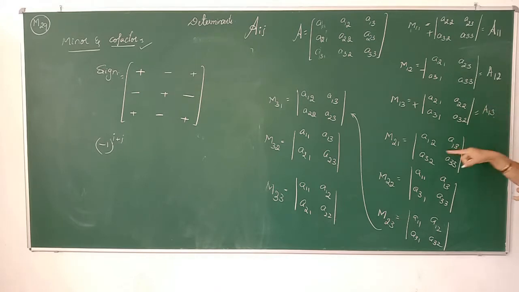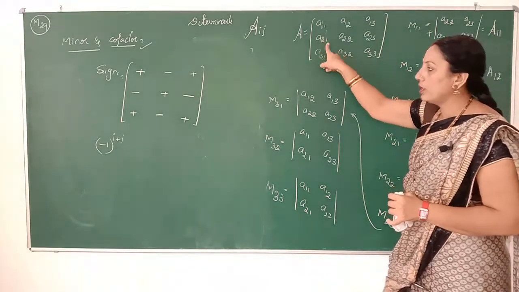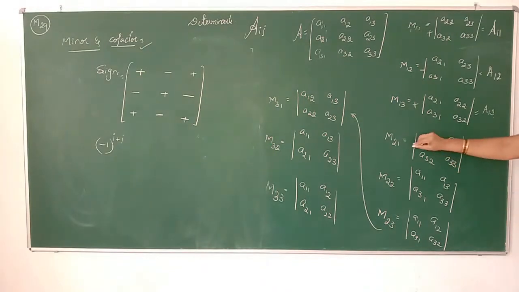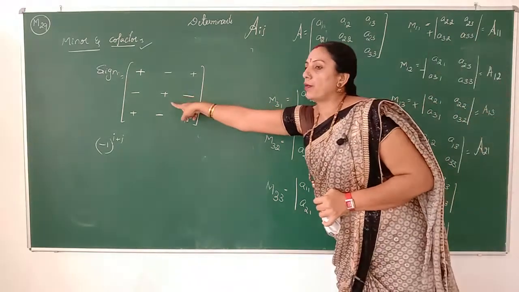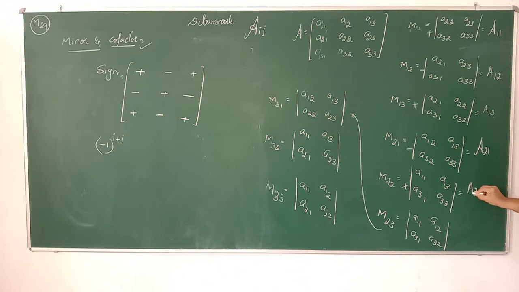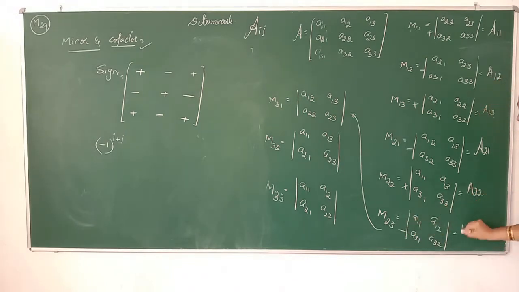We'll come to the fourth element, which is second row, first column. The sign of second row, first column is minus, therefore it is multiplied by minus. It is denoted by A21. The fifth element is positive, so plus, equal to A22. The sixth element is multiplied by minus, denoted by A23.